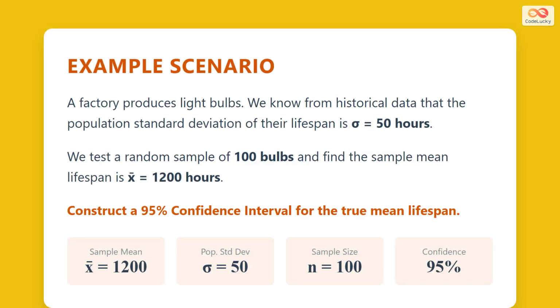Let's look at a practical example. A factory produces light bulbs. We know the population's standard deviation is 50 hours. We test a sample of 100 bulbs and find an average lifespan of 1,200 hours. We want to construct a 95% confidence interval.